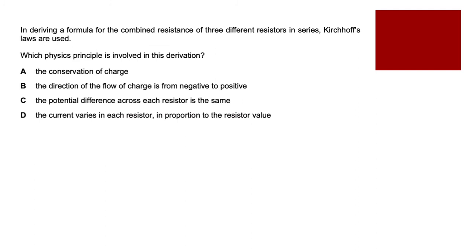Okay, here's another one. When deriving a formula for the combined resistance of 3 different resistors, Kirchhoff's laws are used. Which physics principle is involved in this derivation? Now I'll go through each of the answers. Well, let's come back to A, because if you were listening earlier, you know A is going to be the answer. So let's talk about the other ones. Okay, so B, the direction of flow of charges from negative to positive, true. But this isn't actually a principle we're using to calculate the combined resistance.